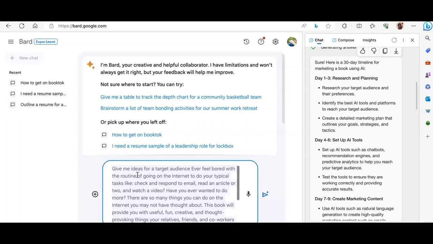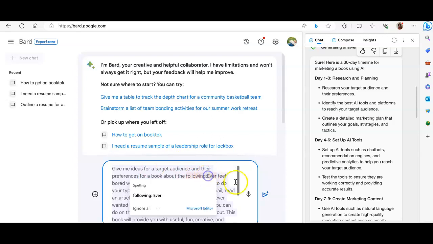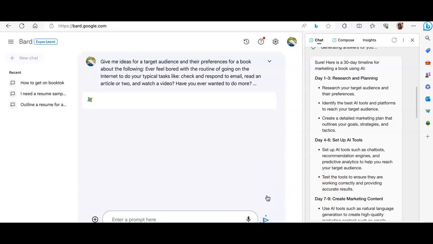So you could have used your business objective. You could have used your business description. You could have used, if you're a writer like me, your book summary, any one of those things. All right. Okay, so I'm going to go ahead and see what Bard comes up with.